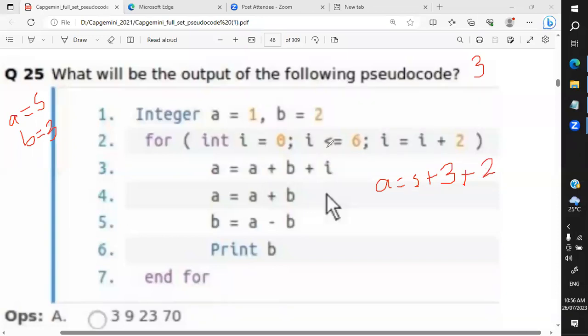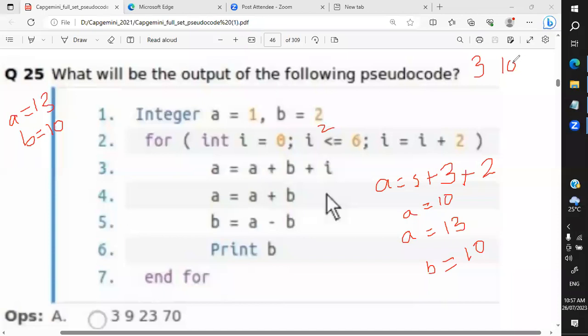A value becomes 10. Yes, correct, A value is 10. Again, A is equal to A plus B, that is 10 plus 3, 13. Then B value becomes 13 minus 3, which is nothing but 10. So the last updated value of A is 13 and B is 10. So the second output we got is 10.